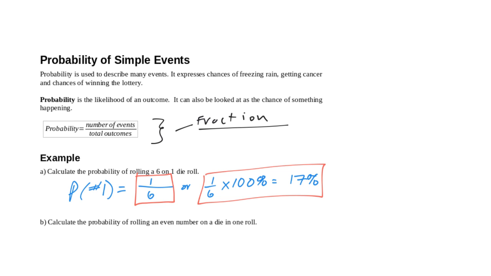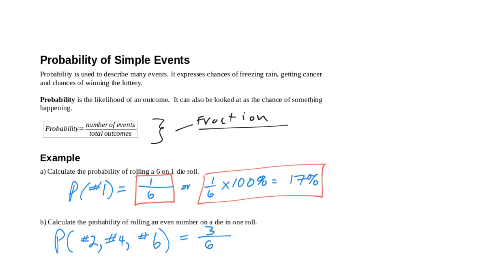Now, this last problem says calculate the probability of rolling an even number on a die in 1 roll. Here's how I come up with this. You've got to think of it this way. If I'm looking for the probability of an even number on the die, the first even number is 2, the second is 4, and the third is going to be 6. So there are just 3 possibilities, and the total number of sides on the die is 6. So the probability is 3 in 6.